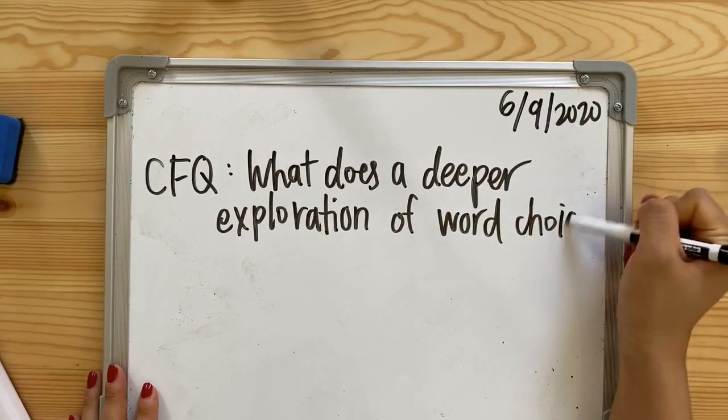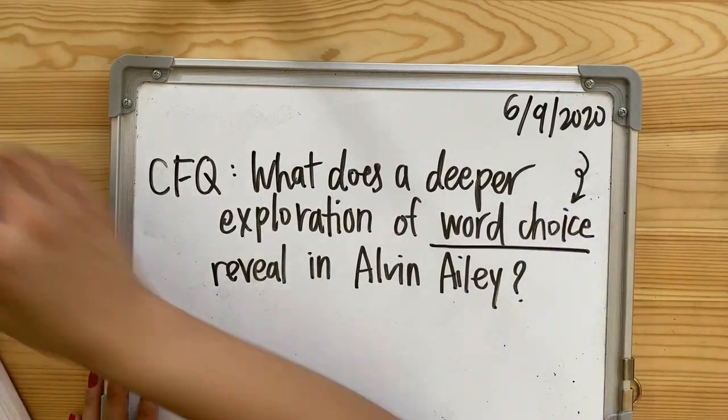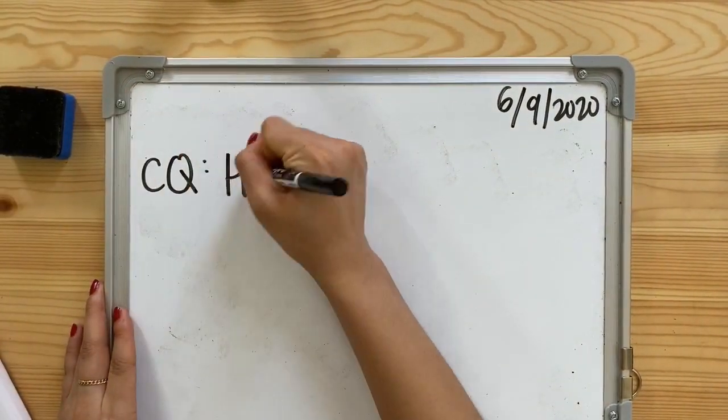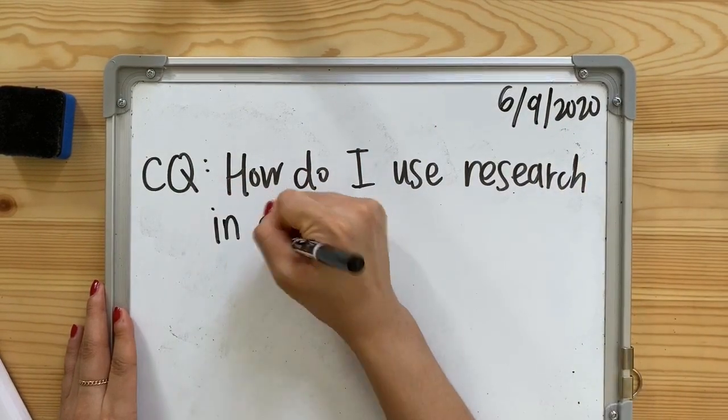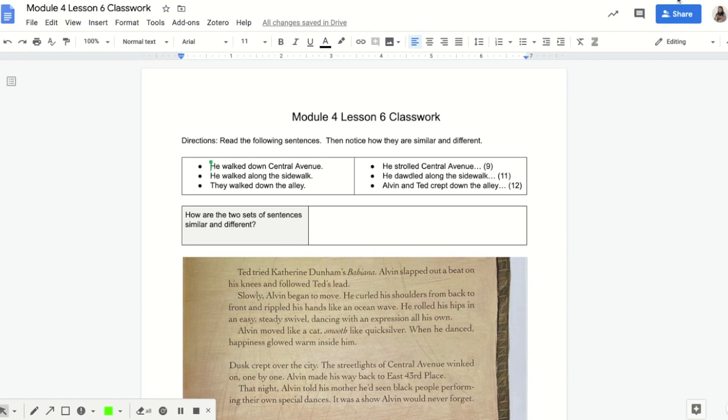So today's content framing question is, what does a deeper exploration of word choice reveal in Alvin Ailey? And your craft question is, how do I use research in explanatory writing? All right, so here is the first part of your classwork for today.